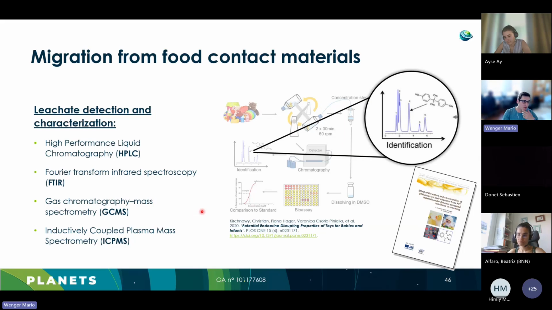Afterwards, they wanted to find out what was migrating from those products, and there are different approaches to analyze this. For example, HPLC, high performance liquid chromatography, FTIR or GC-MS, and also ICP-MS. ICP-MS, for example, is used to measure heavy metal impurities in the product, which might end up in the human body.